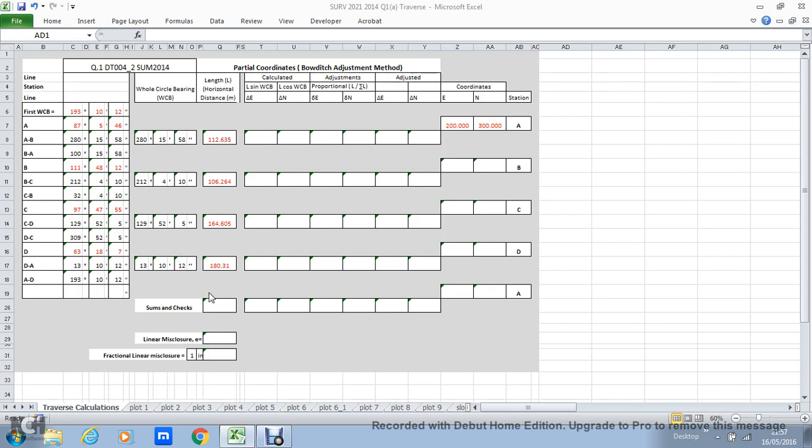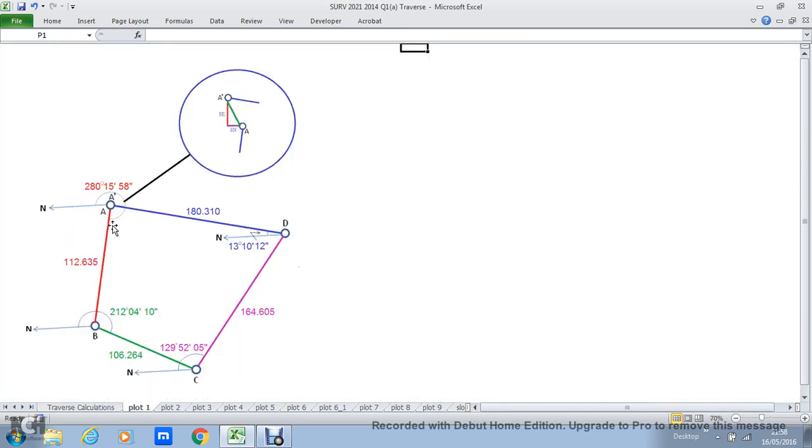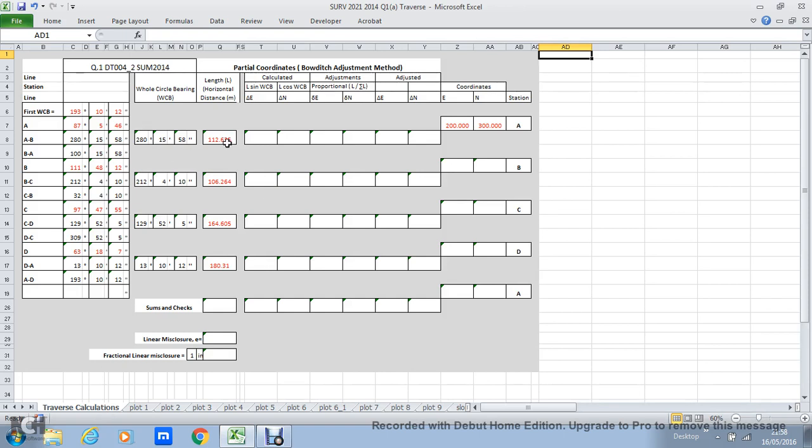If I show a plot of this, and it's color coded, for each line, the north direction is not one that we're used to because it's actually off in this direction, but basically your north direction is here, so our whole circle bearing is a clockwise angle from the north direction for the red line going from A to B. Our distance is 112.635. You can see that these are the values that we have here.